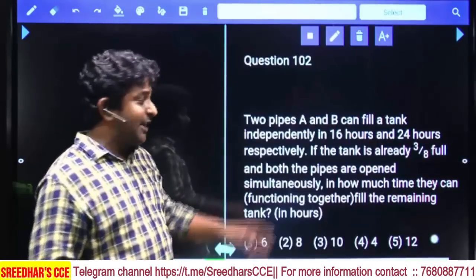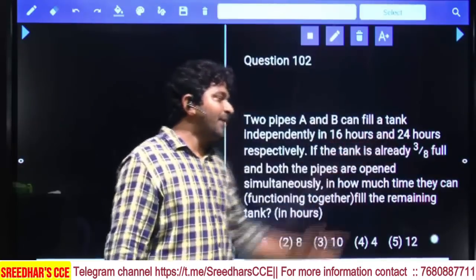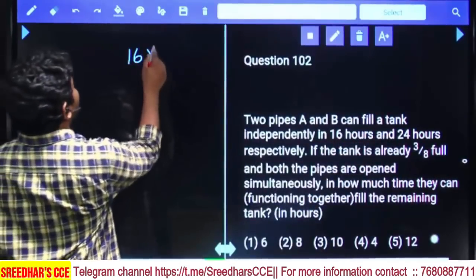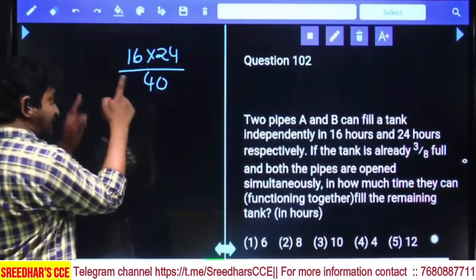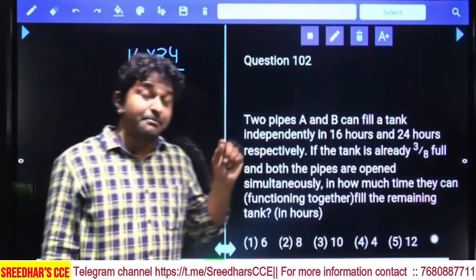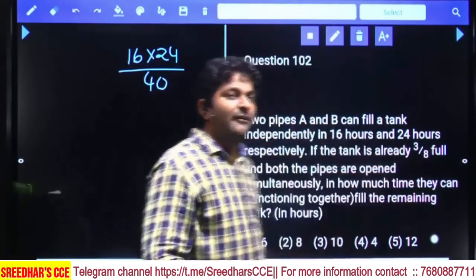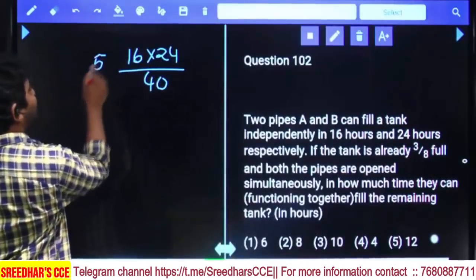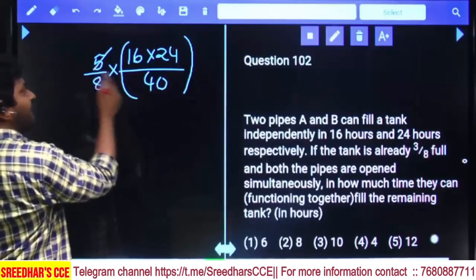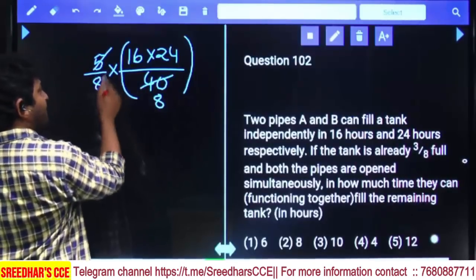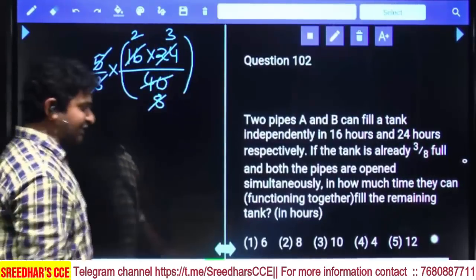If there are two taps A and B, both together can fill the tank in AB by A plus B, that is 16 into 24 by 16 plus 24, which is equal to 40. This is the total time taken by both A and B to fill the total tank, but already 3/8 is full. We just need to concentrate on the remaining tank, which is equal to 5/8. Now 5/8 times here, 8 2 times here, 8 3 times here, 2 into 3, 6 minutes answer, first option.